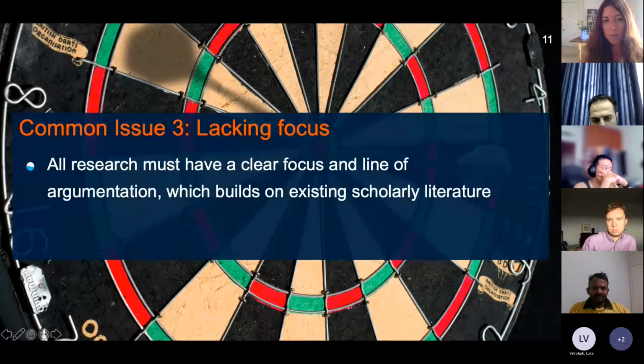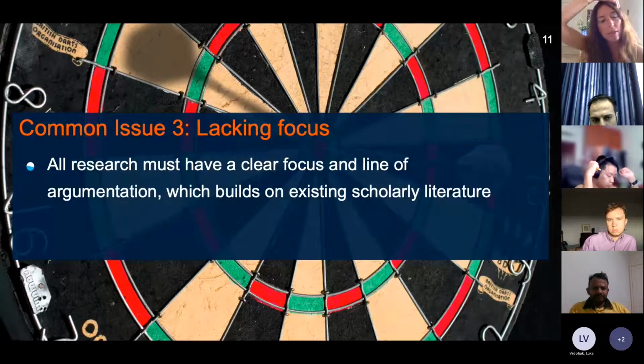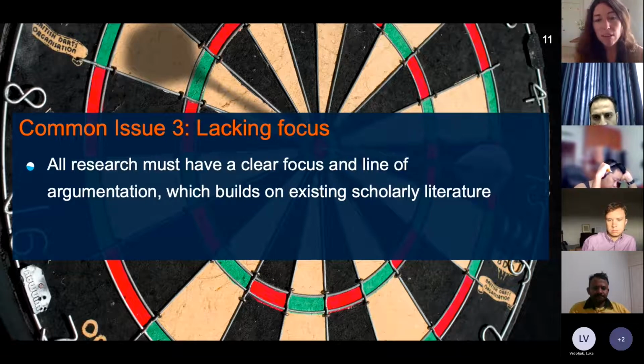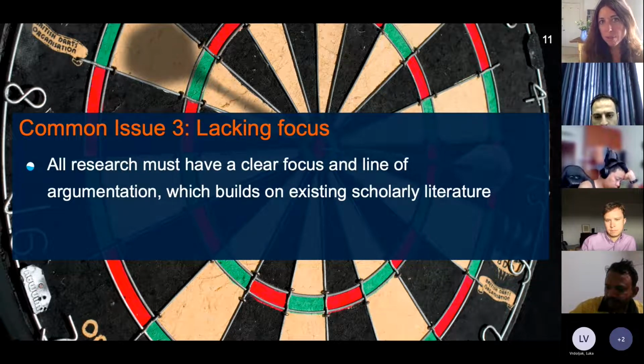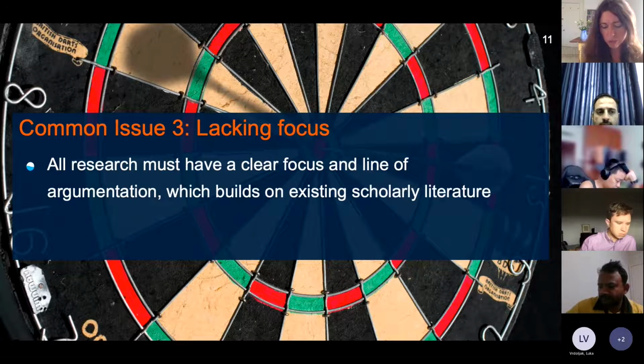Common issue number 3 is a lack of focus. You can have done all the research in the world on a particular topic or a general topic area, but if you haven't narrowed it down and you don't know what your line of argumentation is, then that is a big issue, especially when you're writing at an advanced level. If you're doing a master's or a PhD, then you have to have a very clear focus.